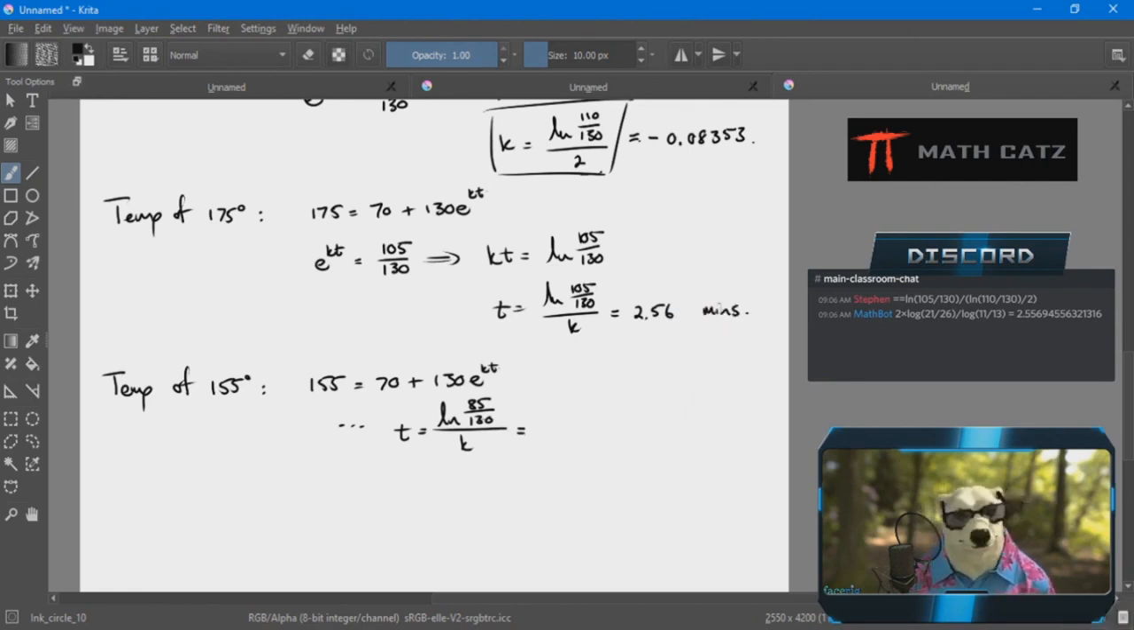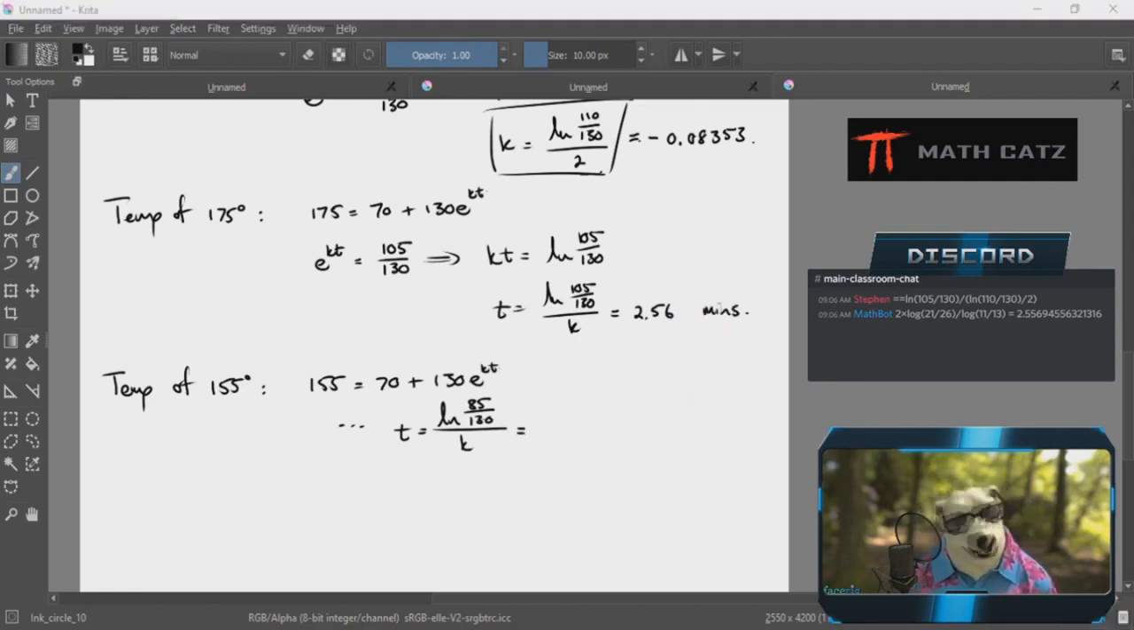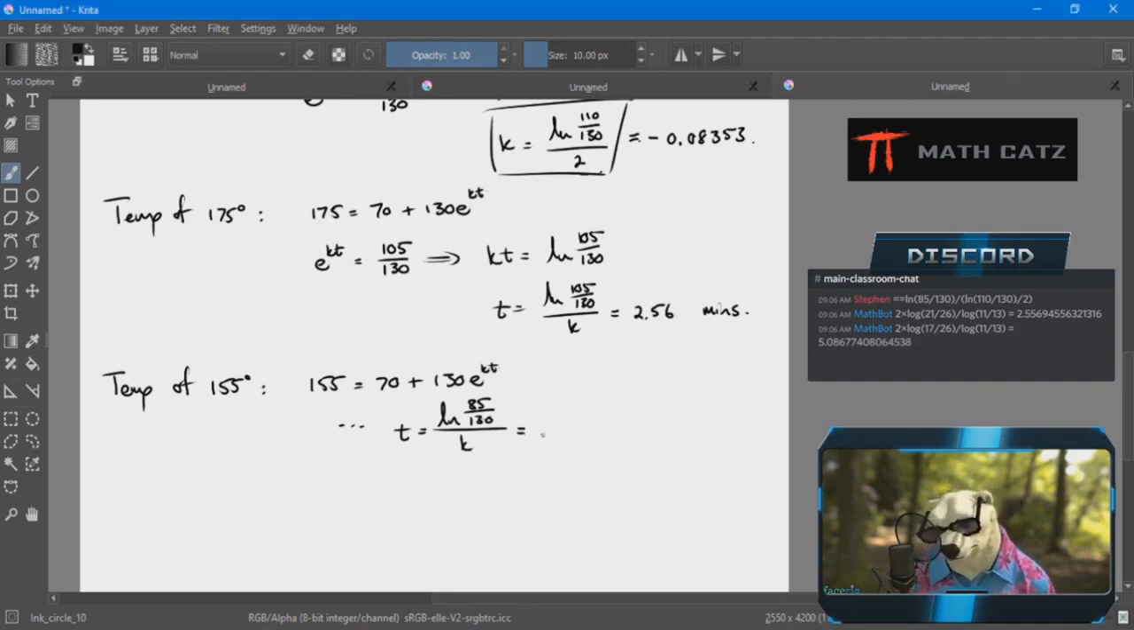And for the end of the time window, I'm not sure if I could just do it this way, recycle a previous entry for MathBot. I'll give it a shot. It does work. Okay, good. Just changing the 105 to an 85 as per our calculations. I get 5.09 minutes.